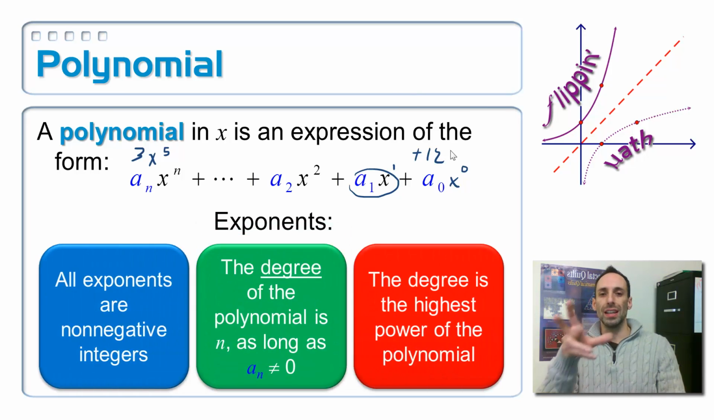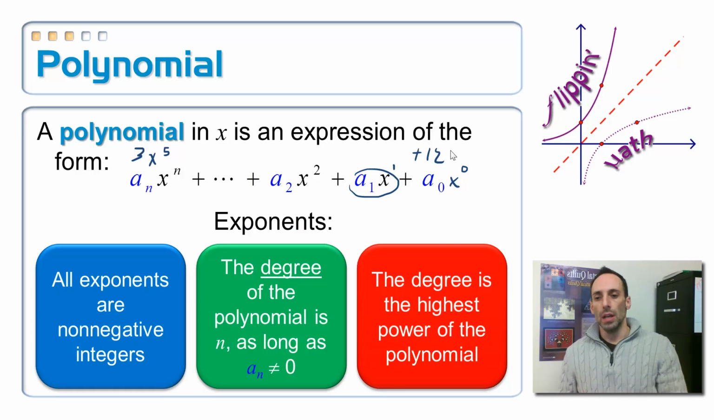Okay, so first thing is something about the exponents. All of the exponents are non-negative integers. So we don't have any negatives up there. You could have 0, and you can have positive integers, and that's it to be a polynomial.